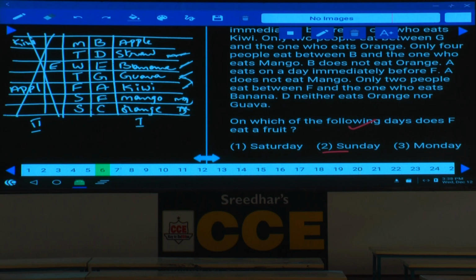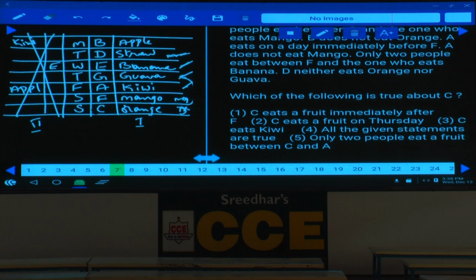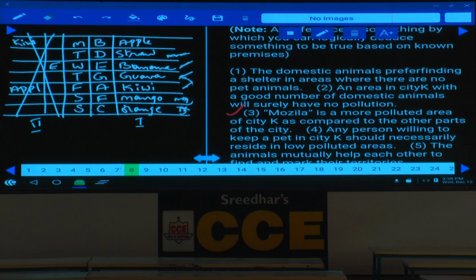Then question number 6, on which of the following days does F eat a fruit? F eats a fruit on Saturday, that is choice 1. Next one, question number 7, which of the following is true about C? C eats a fruit immediately after F. C immediately after F, that is definitely true. C eats a fruit immediately after F is definitely true, choice 1. Now, this is about question numbers 2 to 7.